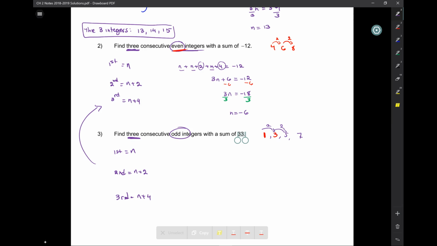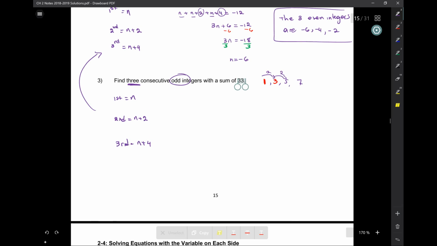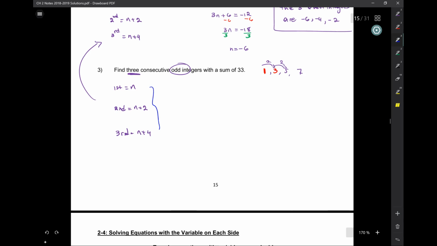Okay, so the 3 even integers are negative 6, and now I need to go up to negative 4, and then I need to go up to negative 2. Okay? Now, when I add all these, what is the sum going to be? 33.